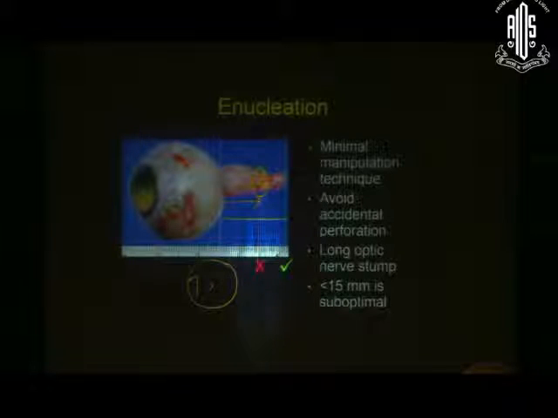Just by extending the indication, going a few millimeters beyond and cutting the optic nerve at about 18 or 20 millimeter, you have a free optic nerve stump, thus reducing mortality to less than 5%. So aim at more than 15 millimeter, as long as possible, up to 20 millimeter if you can, by a modified enucleation technique.